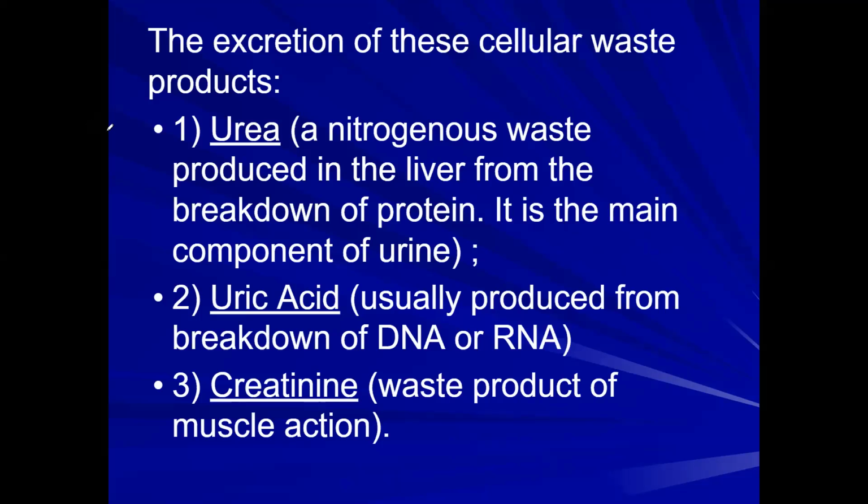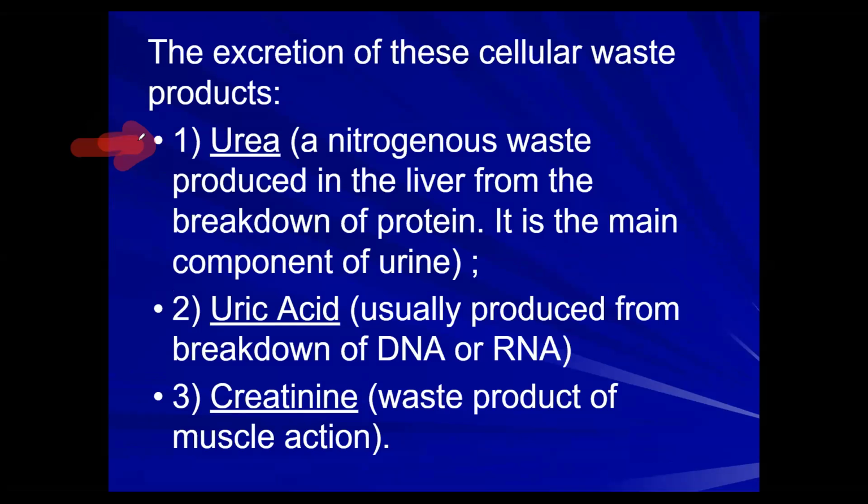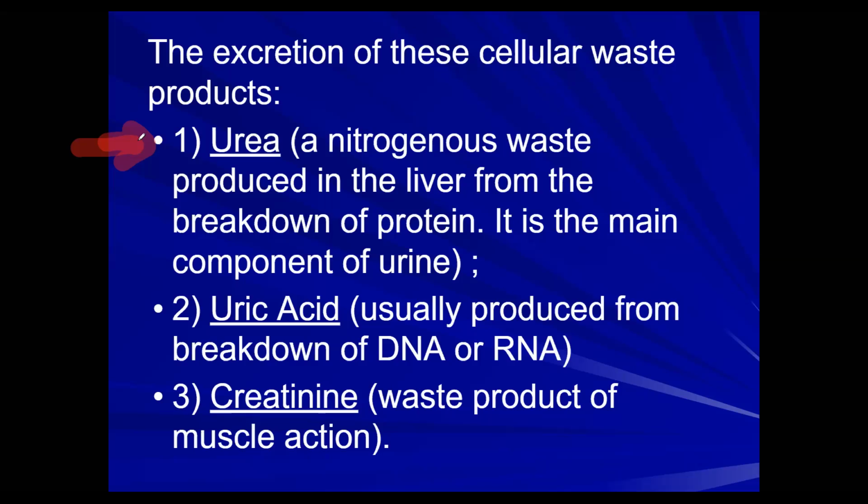The number 1 product that we're trying to get rid of is called urea. This is necessary because when we break down proteins in our diet, urea is a waste product. Urea is extremely basic, which means we need to dilute it. It really does make up the main component of urine. If you imagine that typical smell of urine, usually what you're smelling is that urea byproduct. Uric acid is actually a byproduct of breaking down DNA and RNA.